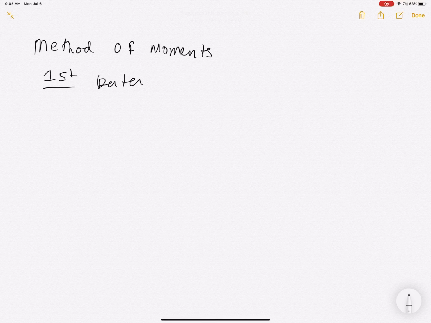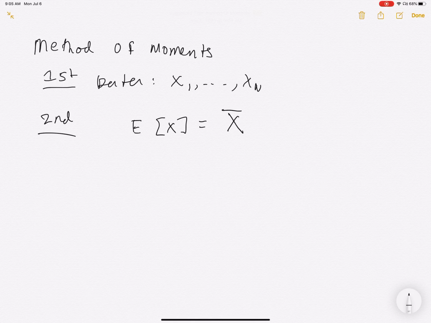Okay, so method of moments says we first have data, and we're going to label this data x1 through x sub n. The second step is just to set the expected value of x equal to the average value of the data. So this is from the data. That's the average of the data.